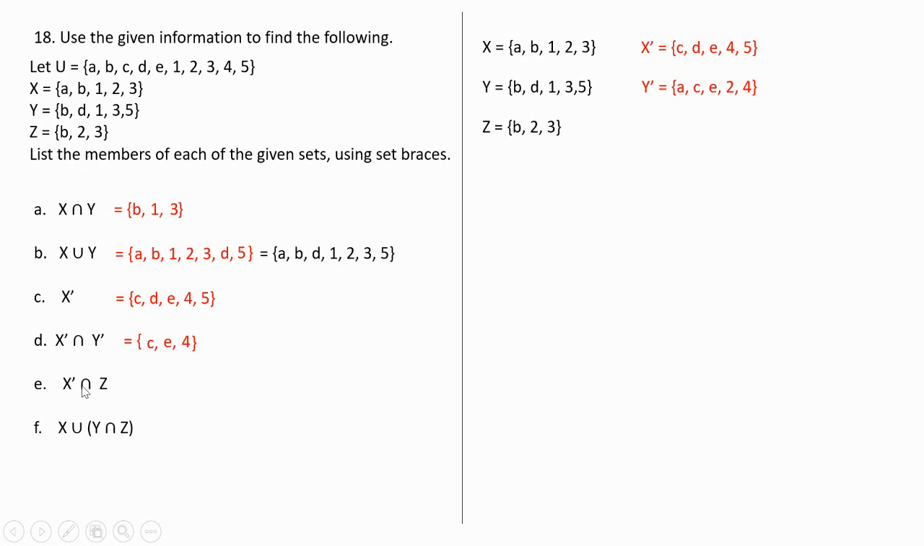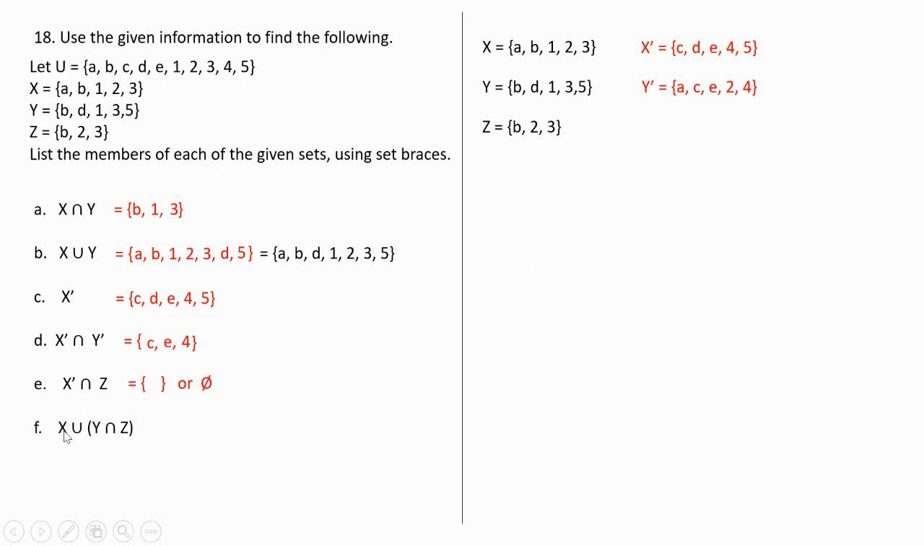Okay, now X naught intersects Z. So here's my X naught, right? And here's my Z. So let's do this. X naught intersects Z. Do they both have a C? No. Do they both have a D? No. Do they both have an E? No. A 4? No. A 5? No. So they don't have anything in common, so it's going to be the empty set. You can use that as the answer, empty set, or it's going to be like the 0 with a slash over it. These two mean the same thing, which is empty set.